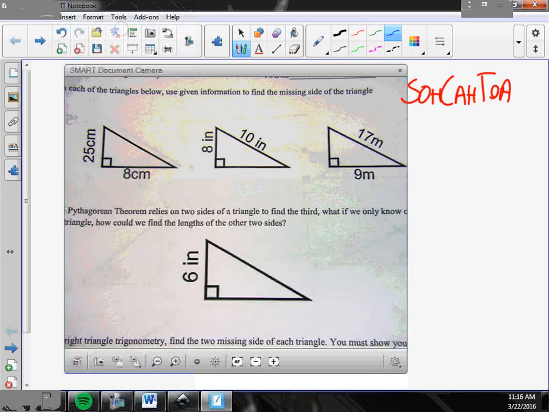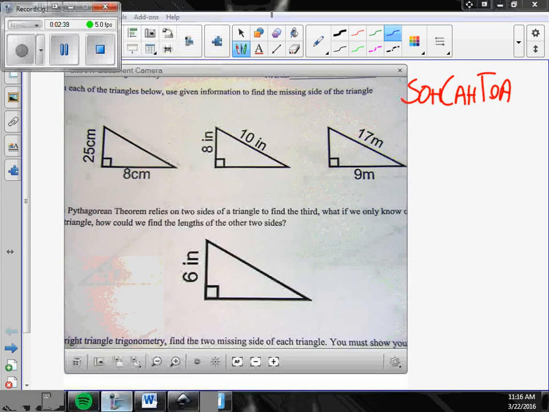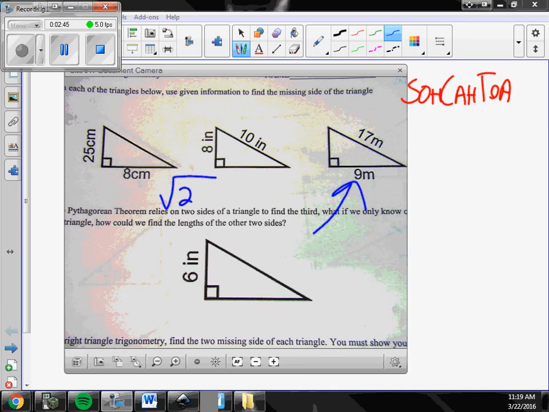All right, I'm going to pause the video. You guys go ahead and solve the third. All right, when you solve this one, you should get the square root of 208, which is 14.4.